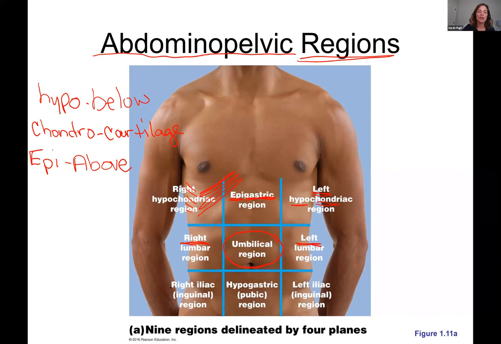And then we also have a right and a left iliac region. That term iliac correlates with your hip bones. So, oh, they're not on here. So you can kind of see the hip bones on this person right here.